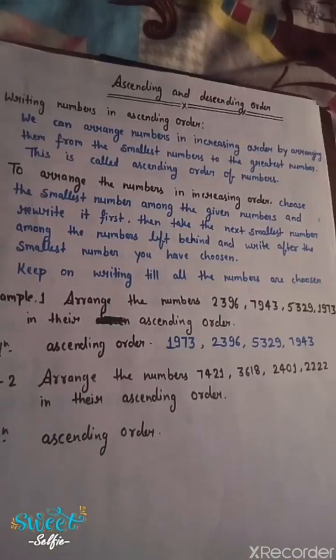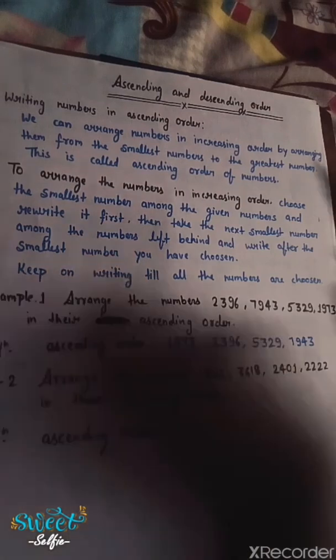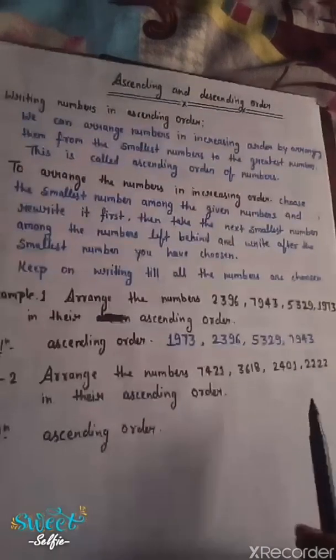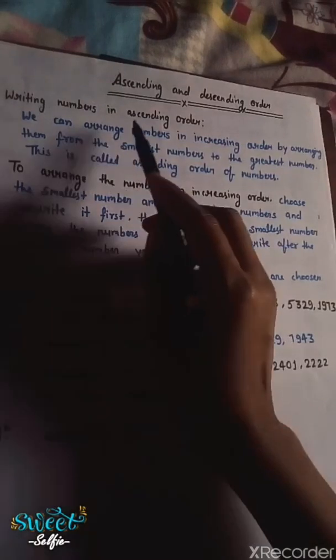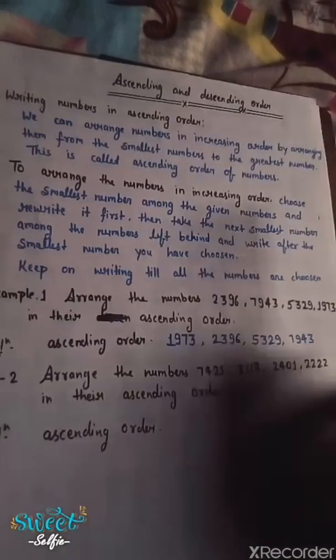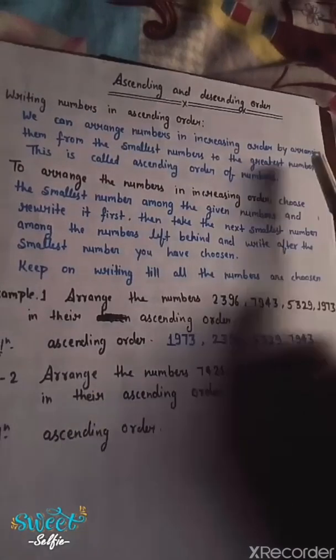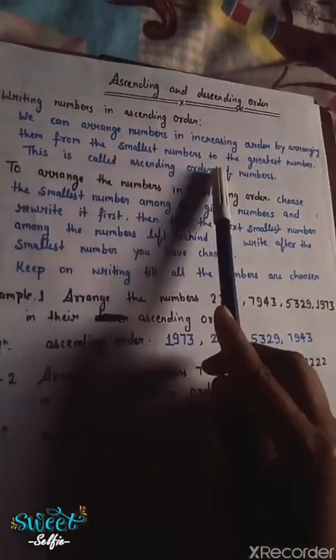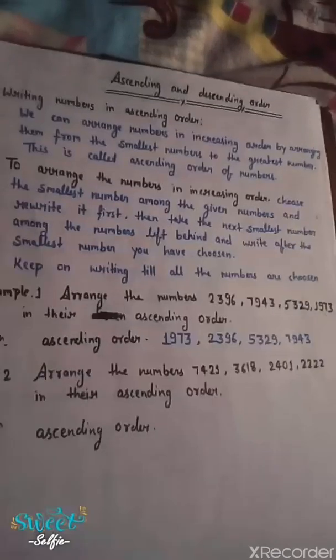In previous video you have studied about the comparing of numbers. Okay. So now we will study about the arranging of numbers. Means smallest to greatest or greatest to smallest. So look here, ascending and descending order. What is ascending order? Writing numbers in ascending order. We can arrange numbers in increasing order by arranging them from the smallest number to the greatest number. This is called ascending order of numbers. It means ascending order of numbers means smallest to greatest.